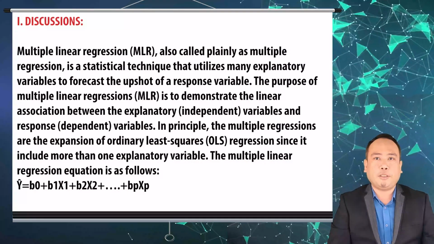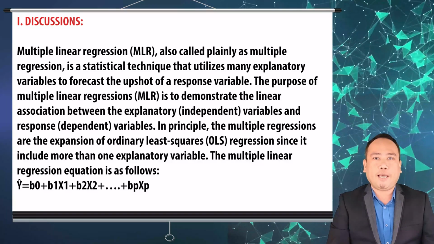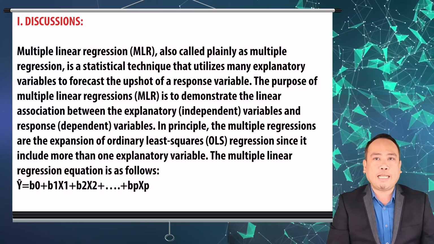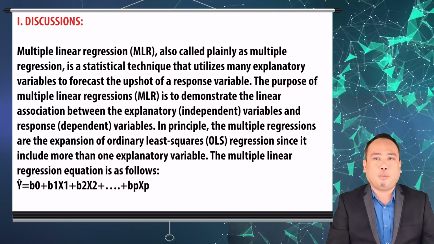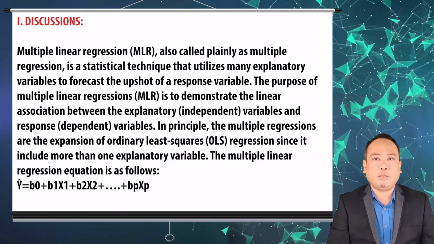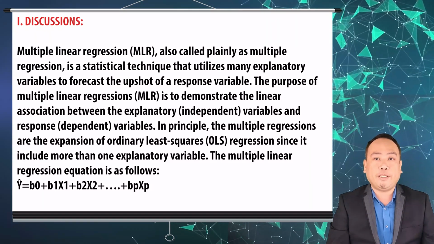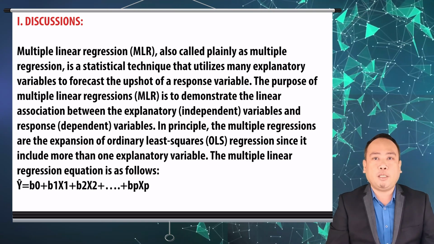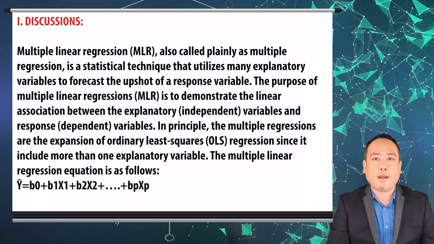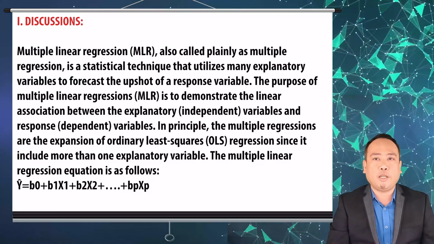Multiple linear regression, or MLR, also called plainly multiple regression, is a statistical technique that utilizes many explanatory variables to forecast the outcome of a response variable. The purpose of MLR is to demonstrate the linear association between the explanatory or independent variables and the response, or dependent variable. In principle, multiple regression is the expansion of ordinary least squares, or OLS regression, since it includes more than one explanatory variable.